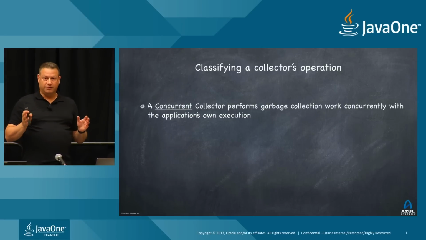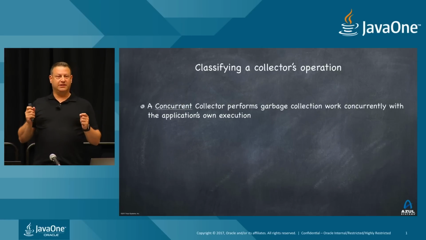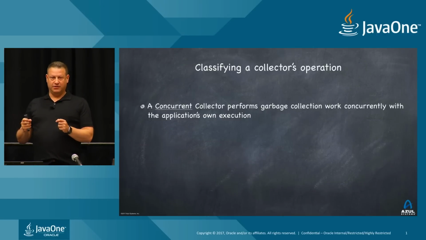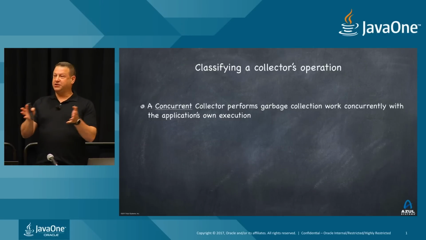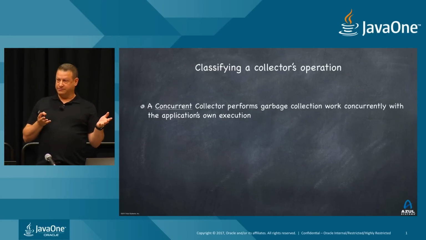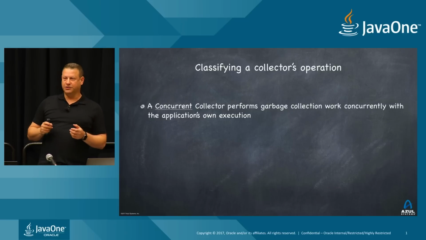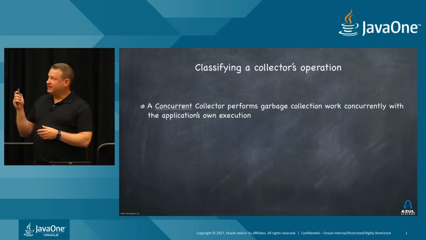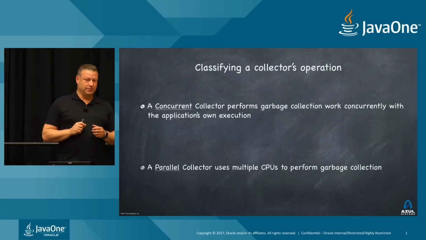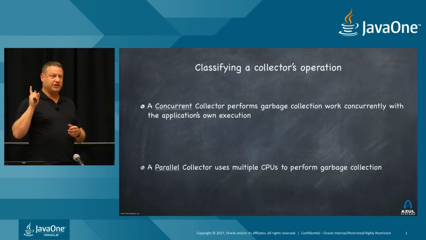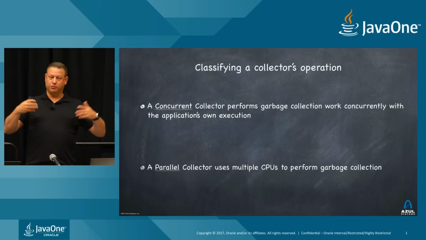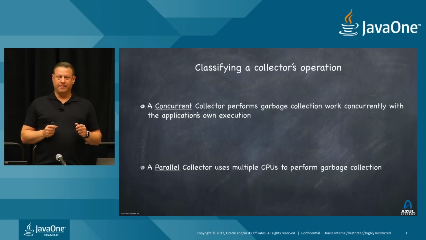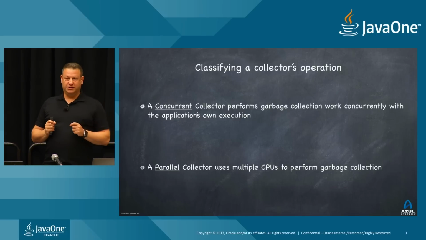A concurrent garbage collector is a collector that does its work while your application is running. The garbage collector and your applications are concurrent with each other. We often call you guys the mutators. You're mutating the heap, you're changing its shape. A parallel garbage collector is a collector that uses more than one thread to do its job. It can use more than one thread, more than one CPU to do whatever it is it's doing. These things have nothing to do with each other.